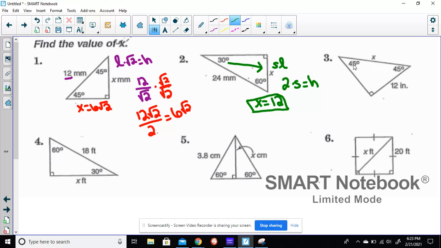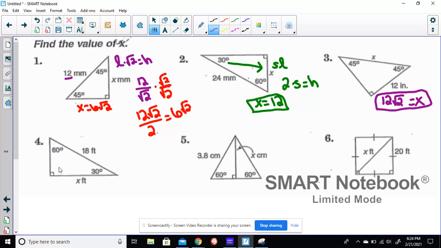Here on number 3, again, we have a 45-45 right. And so this time we know the leg. And so our rule says if we multiply that times the square root of 2, then we get the hypotenuse. And in this case, there's nothing to simplify. Our answer is just 12 square roots of 2.